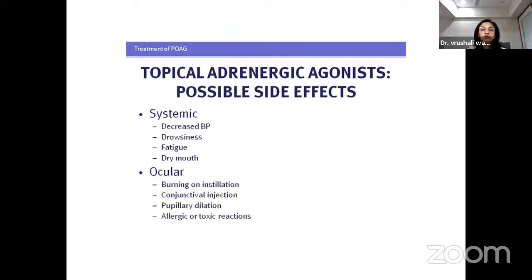What are the systemic and ocular side effects of topical agents? The most common side effect is a toxic reaction. Most of the people get some papillary reaction with alpha-agonists. These are the side effects. We can get a decrease in blood pressure, palpitations, or fatigue. So though rare, we should ask the patient.